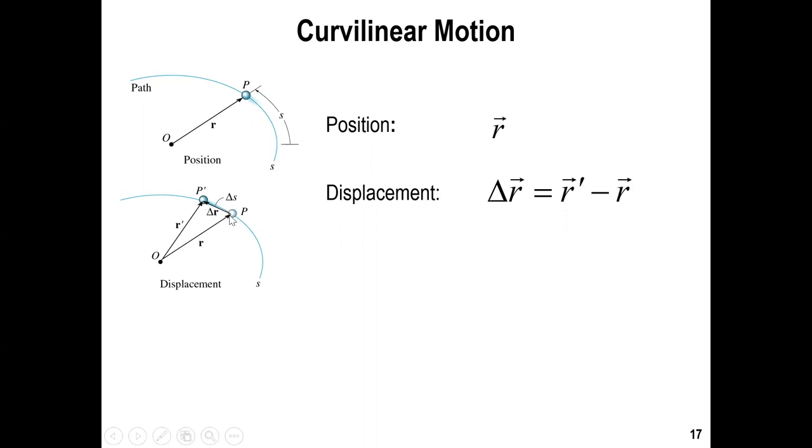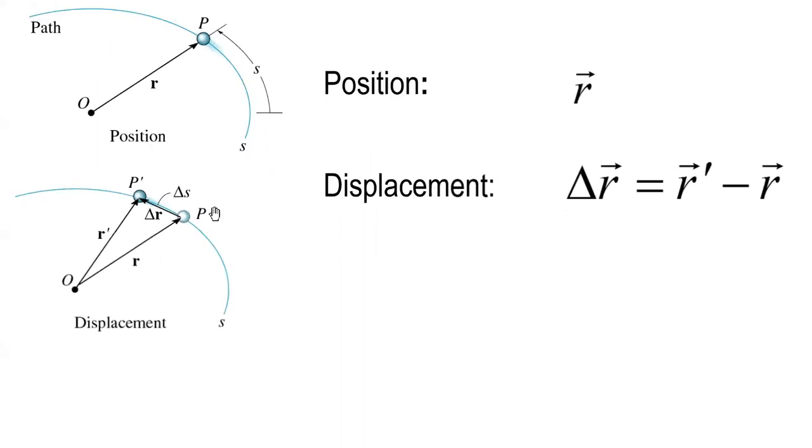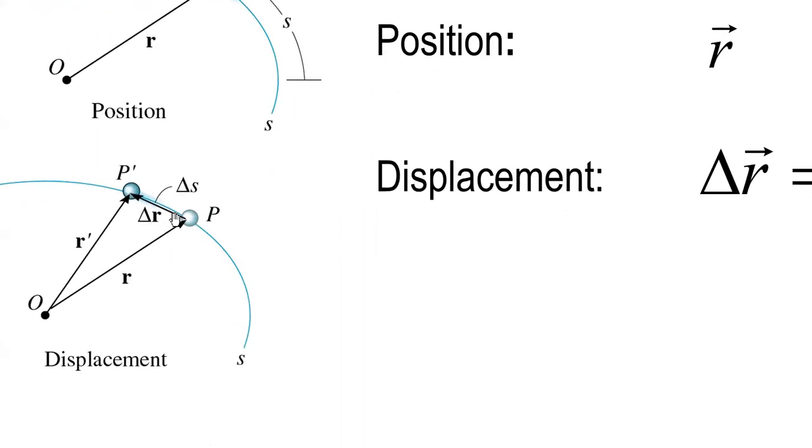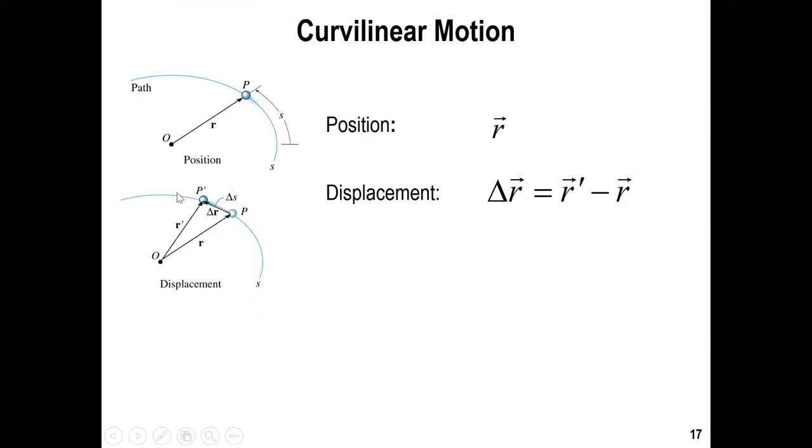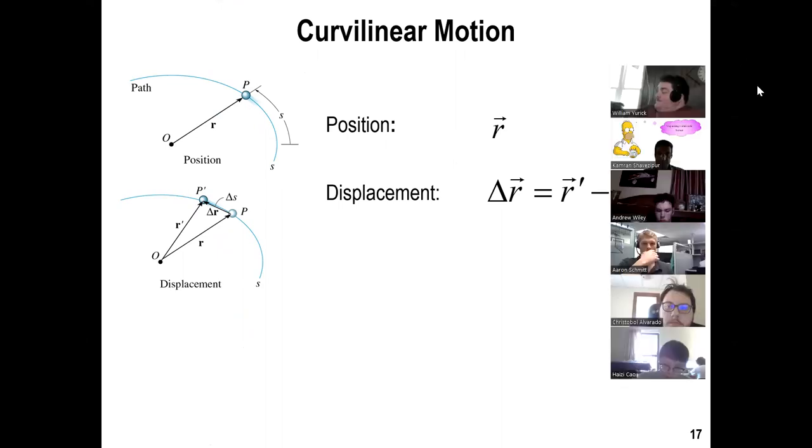But delta R is technically a straight line connecting the two points. Delta S that you see here, and I don't know if you can make it bigger, I guess I can. Delta S is this tiny blue curvature. You may realize that if P and P prime are close, delta R and delta S are kind of close too, right? But regardless, delta S is a scalar, delta R is a vector, right? Any question about that?